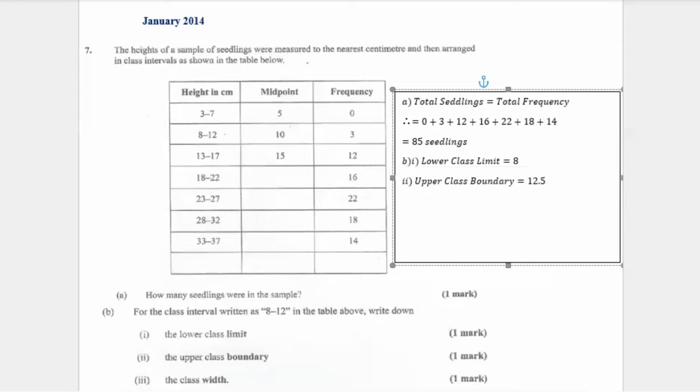Part 3 now asks us for the class width. So remember, we still have to use information. There are two formulas for class width, but the one that we're going to use is the one that contains the boundaries, because for this entire section we're using the class interval of 8 to 12. So therefore we're going to say class width is equal to the upper class boundary minus the lower class boundary.